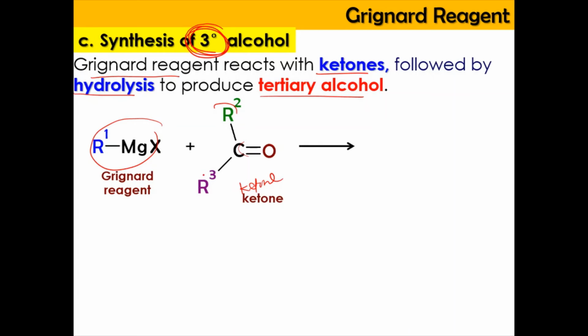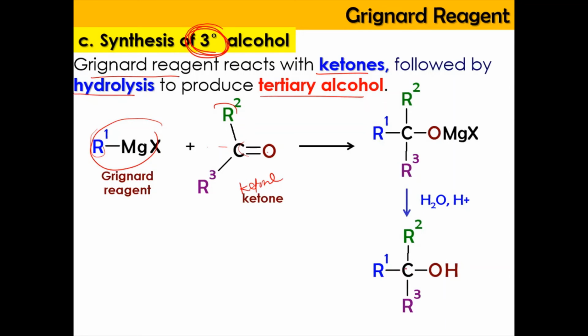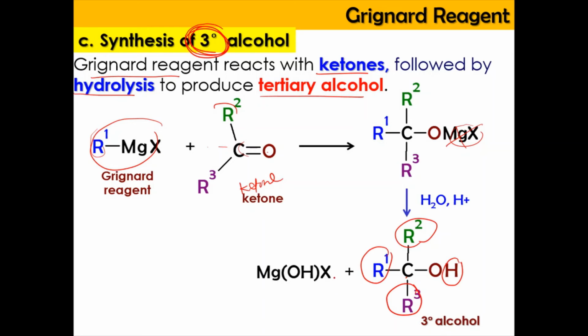Okay, and the same steps as before. This is shown step by step, where R1 is attached here and O is attached with MgX. Now we undergo hydrolysis with water, H2O, in acidic condition. We're going to have R1, C, R2, R3, and the MgX here is changed with H, which gives a tertiary alcohol because the carbon here is attached with 1, 2, and 3 alkyl groups. So it's a tertiary alcohol, and the side product here is MgOHX. So this is the general idea.